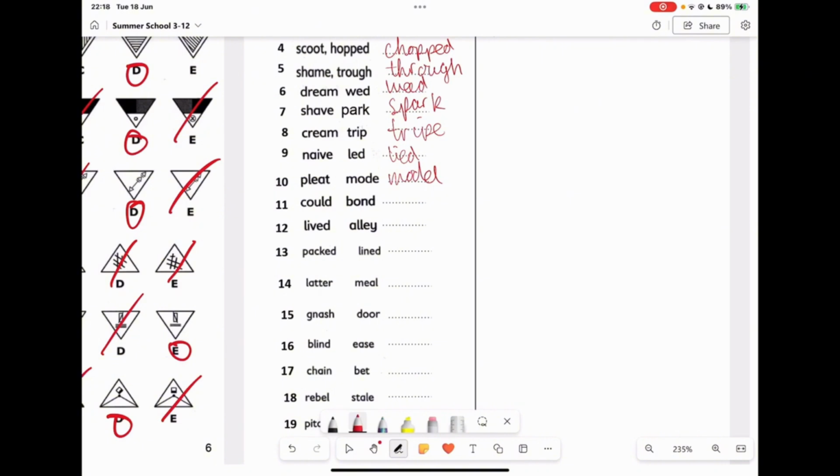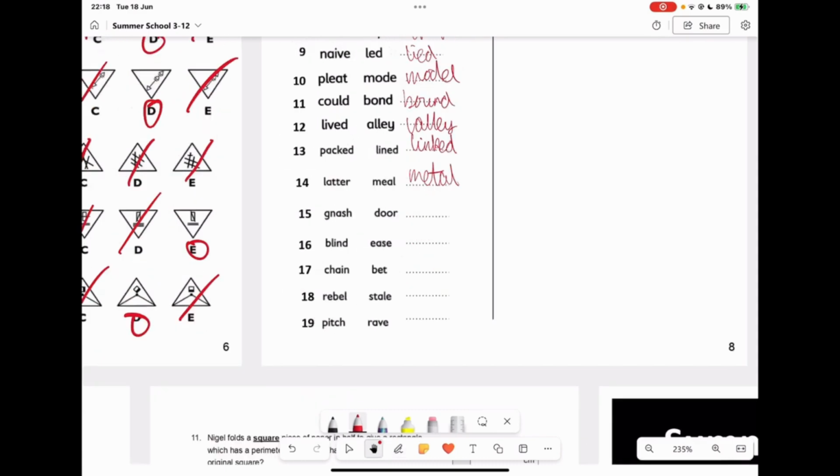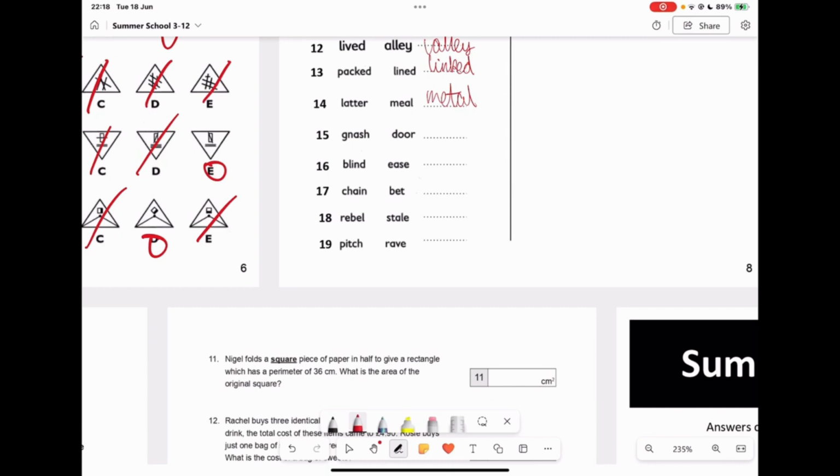Could and bond will have bound. Lived and alley will have valley. For packed and lined, we are going to have paste and linked. Then latter and mill, we have metal. For Nash and door, we'll have donor.